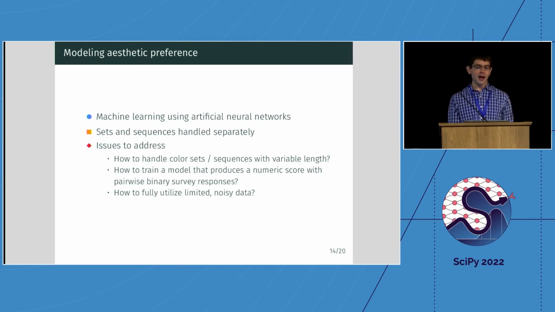First of all, how do we handle color sets or sequences with variable length? We have data that are 6, 8, and 10 colors long, and ideally we'd be able to apply this metric to color sequences that are, say, 7 or 9 colors long as well. We also want to train a model that produces a numeric output score. However, we have binary pairwise survey responses, so we can't just run a regression directly.